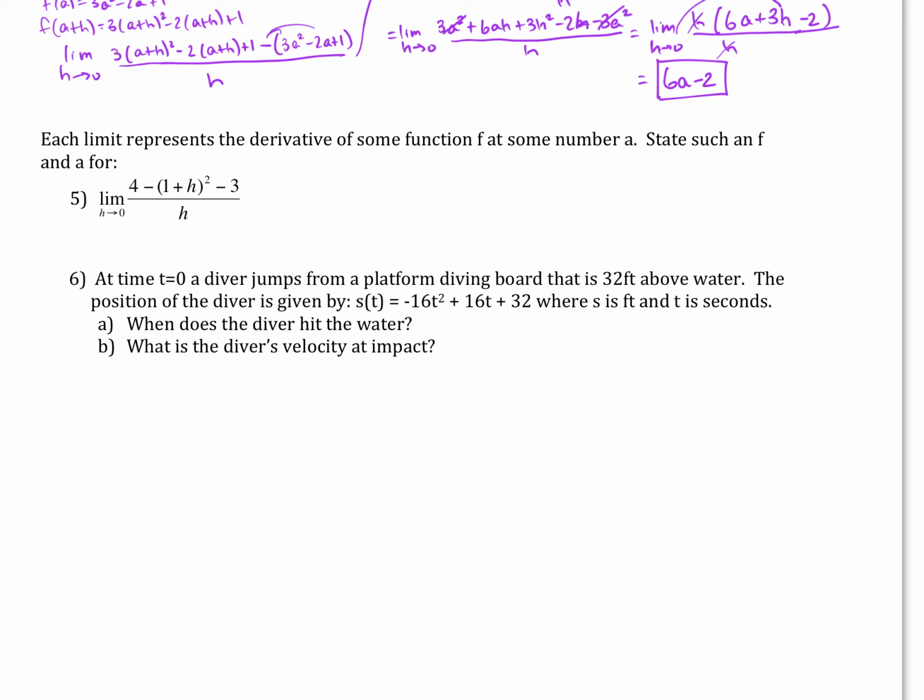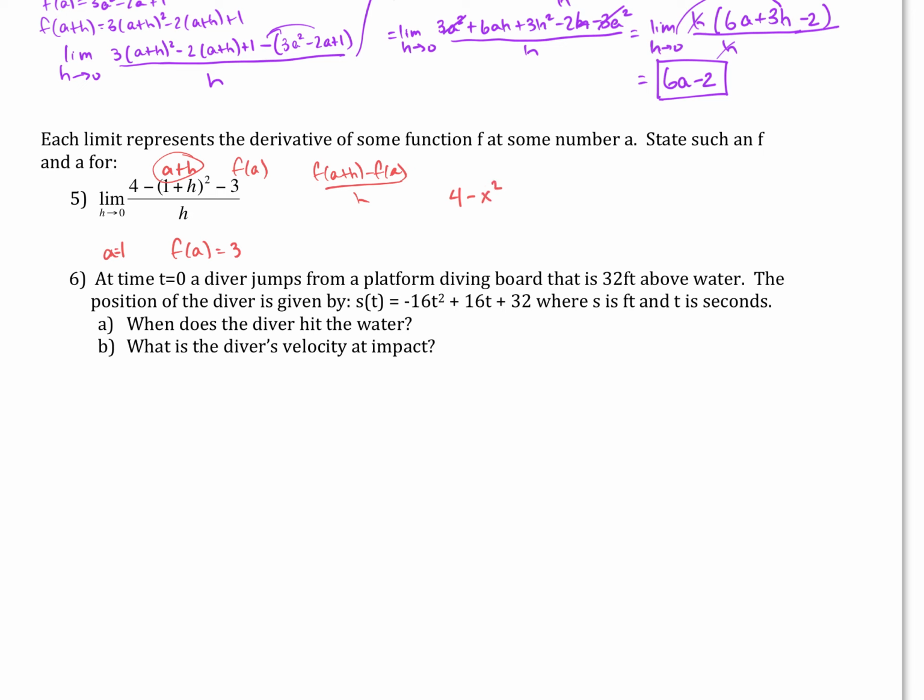It looks like I've written an a plus h in there, which means my a is 1, and my f of a is 3, it looks like, right? Because this is f of a. Remember, I have f of a plus h minus f of a all over h. So it looks like I did 4 minus, here's your a plus h. So when I examine this, what I've got going on is 4 minus x squared.